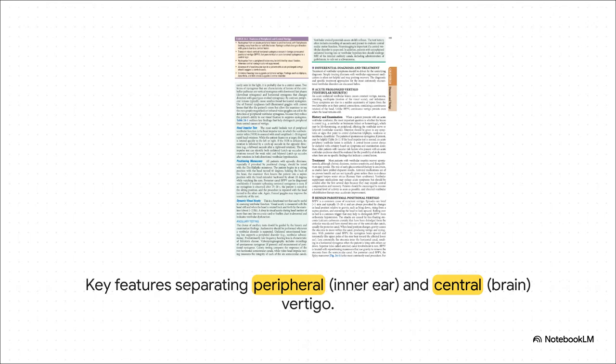Now, this table lays out some of the key clues. Let's talk about nystagmus for a second, those involuntary eye movements.